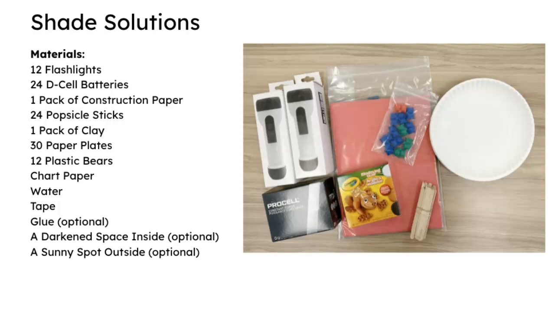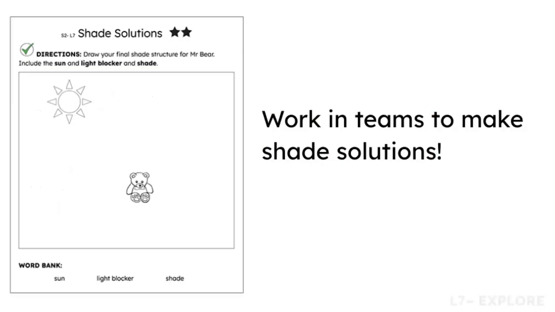You will set up the Shade Solutions investigation. The detailed procedure for this activity can be found in the teacher guide. You'll put students in engineering teams of 4. Let them know they will work in these teams to develop a shade solution for the playground. They will use Mr. Bear as a model of a person on the playground. You'll have them draw their solutions on the Shade Solutions student journal page.